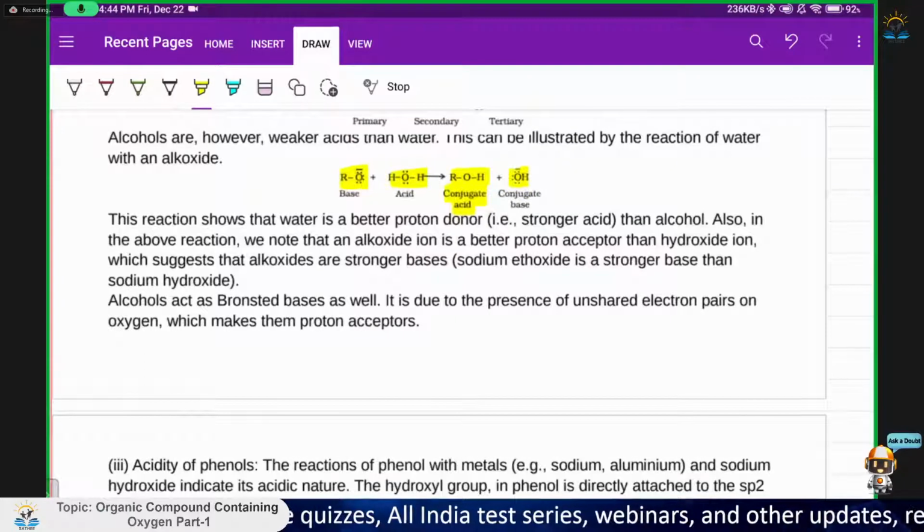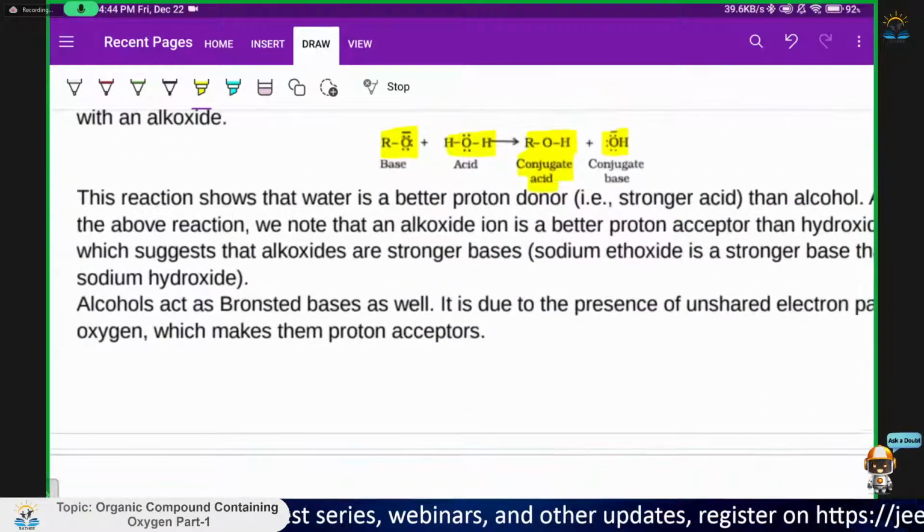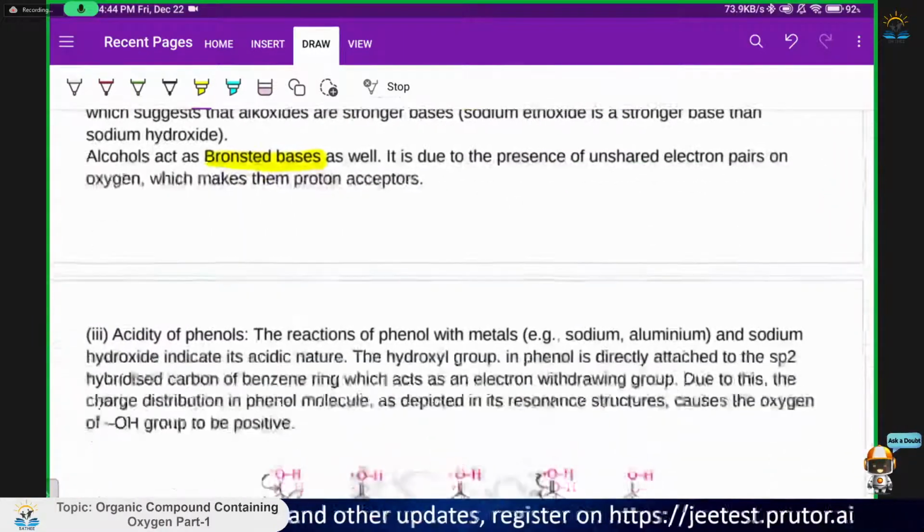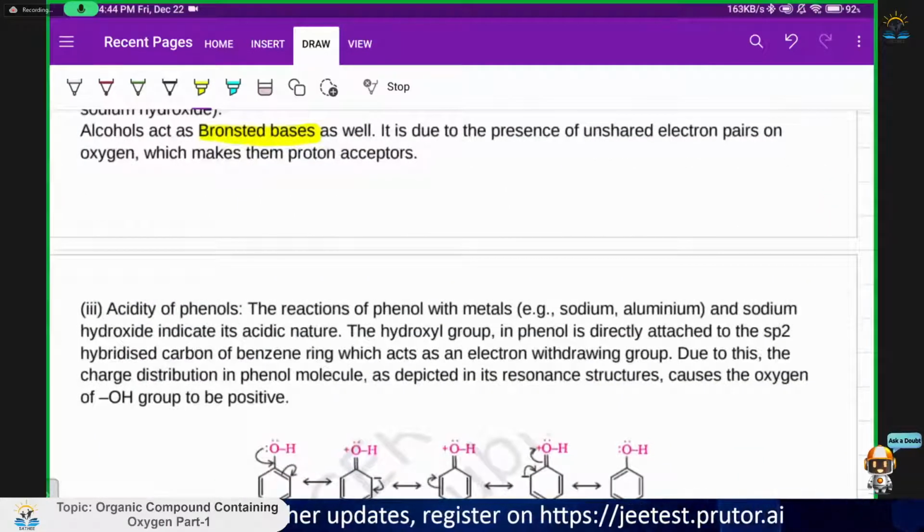Alcohols act as Bronsted bases as well. It is due to the presence of unshared electron pairs on oxygen. So alcohols are also Bronsted bases because oxygen has lone pairs of electrons, and these electrons allow them to accept protons.